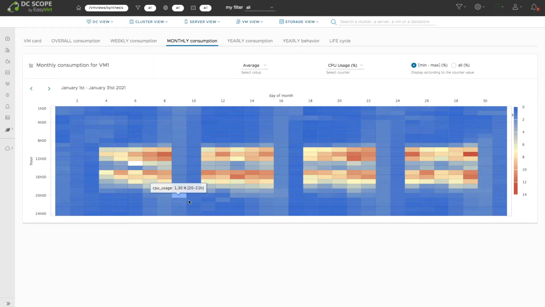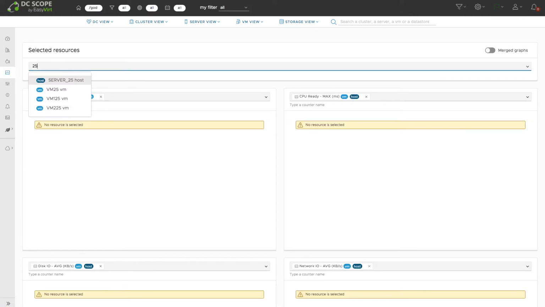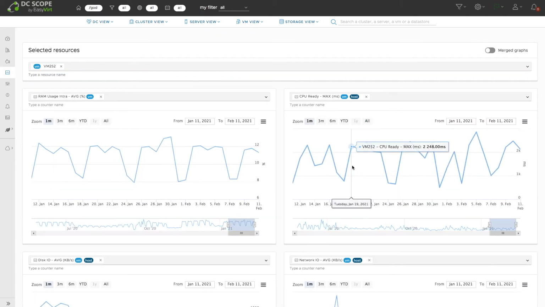We can clearly see on this graph that this VM only uses its vCPU during the week. It is inactive during the weekend. This explains the difference between the average and the maximum CPU ready. We can also check the evolution of the CPU ready during the week.